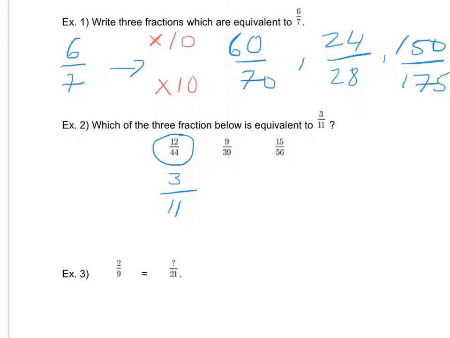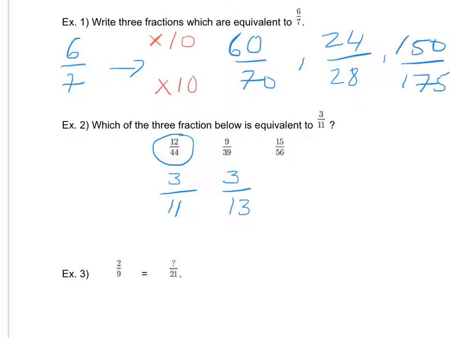9. What do I have to divide 9 by to get 3? I have to divide it by 3. So 9 divided by 3 is 3, and then 39 divided by 3 is 13. We don't want 3/13s, we want 3/11s.